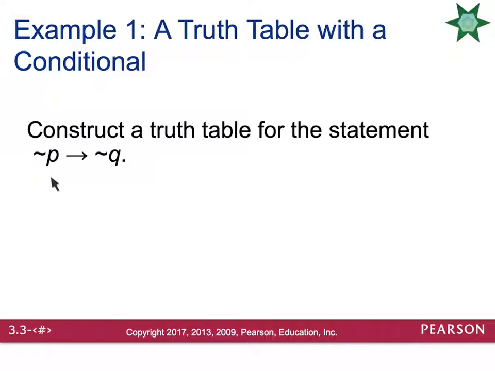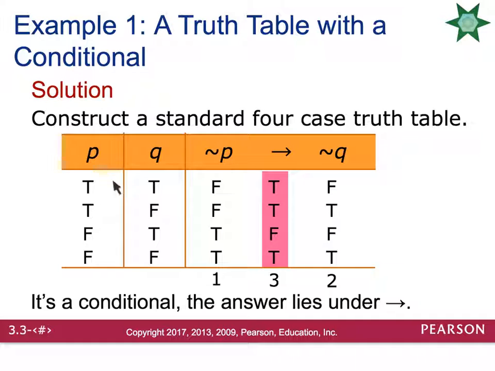Okay, so let's look at a truth table for this statement. Negation P, if negation P, then negation Q. So remember with the truth table, we have to look at all four cases because we have two simple statements, P and Q. Okay, so here's our truth table. Remember, we do TTFF for P and then do TFTF for Q. So we've got every possible case.